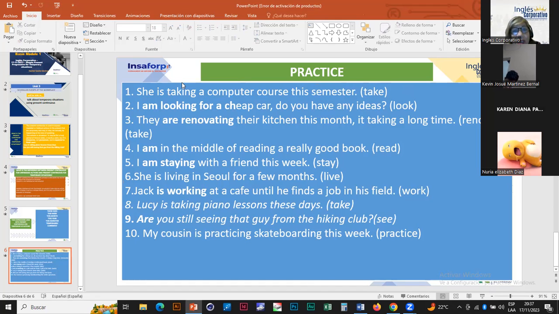She's taking a computer course this semester. I am looking for a cheap car. Do you have any ideas? They are renovating their kitchen this month. It's taking a long time. I am in the middle of reading a really good book. I am staying with a friend this week. She's living in Seoul for a few months. Jack is working at a cafe until he finds a job in his field. Lucy's taking piano lessons these days. Are you still seeing that guy from the hiking club? My cousin is practicing skateboarding this week.